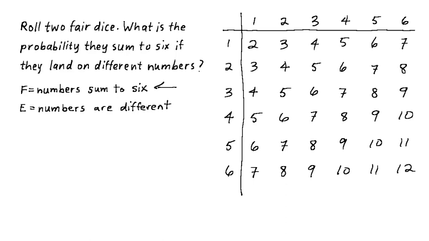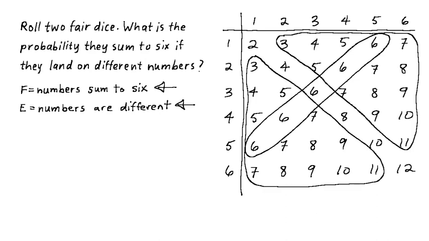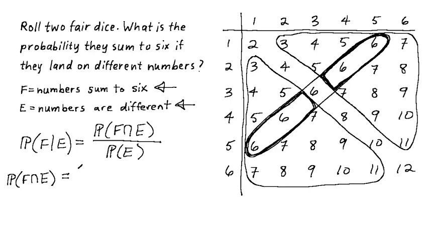The event F corresponds to this subset of the sample space, while the event E corresponds to the disjoint subset I've traced out here. Our formula asks us to find the probability of the intersection of events. I'll highlight that intersection here. It contains 4 of the 36 equally likely outcomes. So, P of F intersect E is equal to 4 over 36.